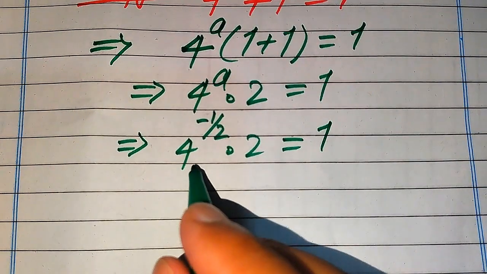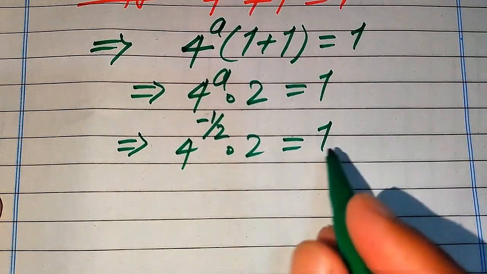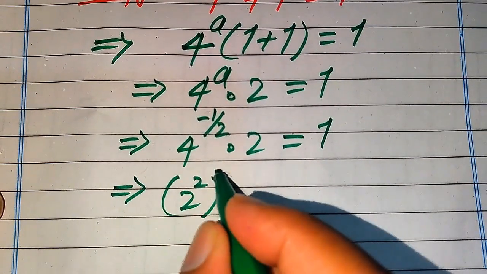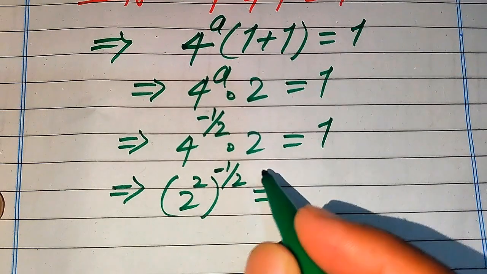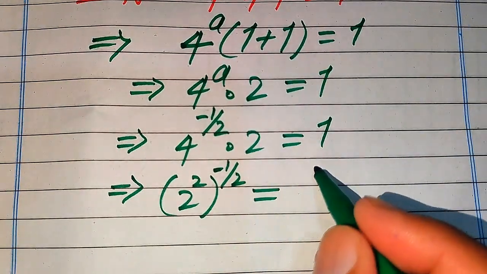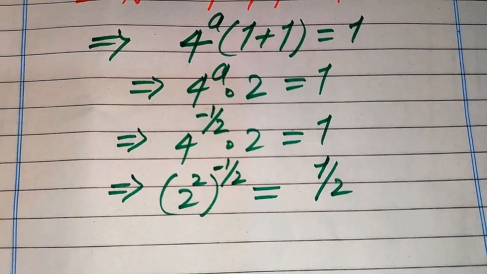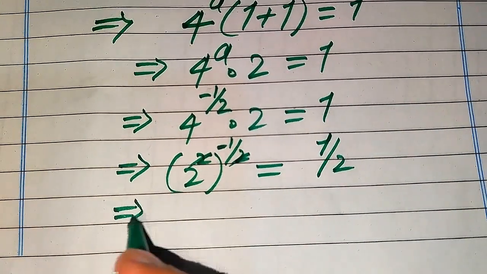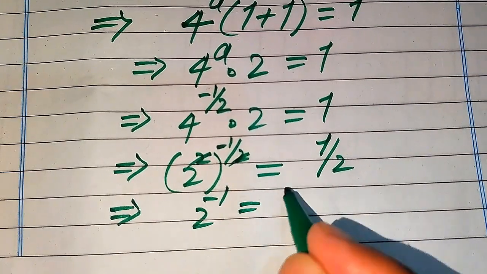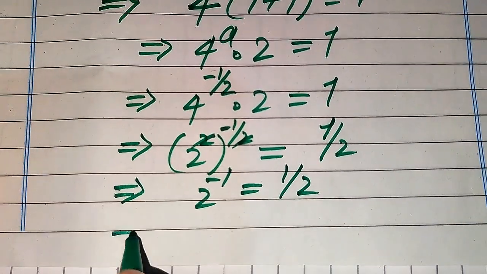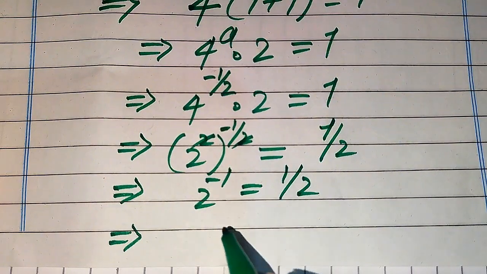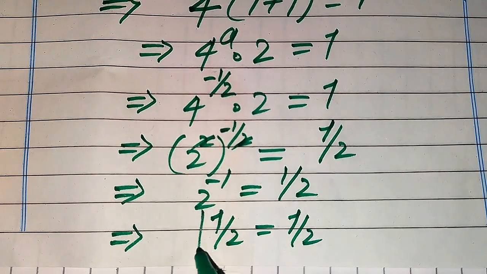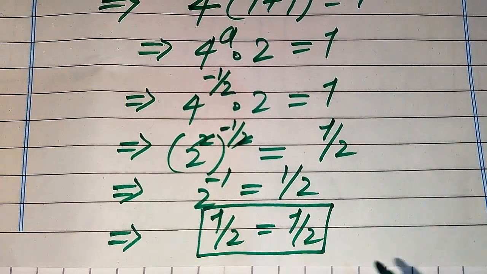Now we write our 4 in prime factors form, and we move this 2 to the right hand side, and it becomes 2 squared and its whole power is minus 1 over 2. This 2 is multiplied here; when we move it to the right hand side, it is divided by 2. Further you see this 2 is cancelled out by this 2, and we obtain 2 to the power of minus 1 is equal to 1 over 2. When we move this 2 inverse to the downside, it becomes 1 over 2 is equal to 1 over 2. So you see clearly both of the sides are equal.